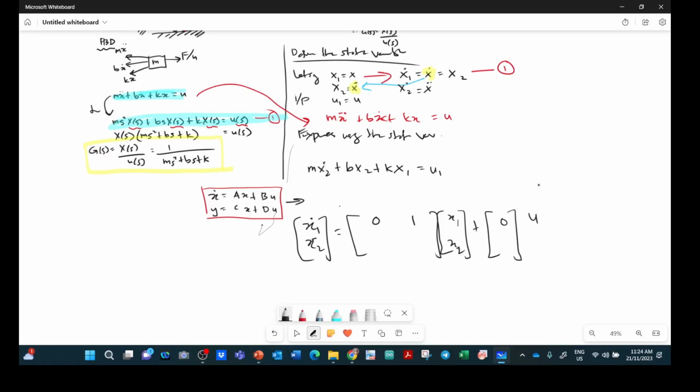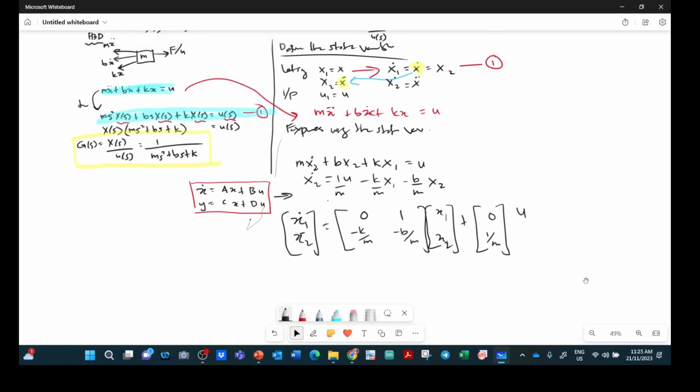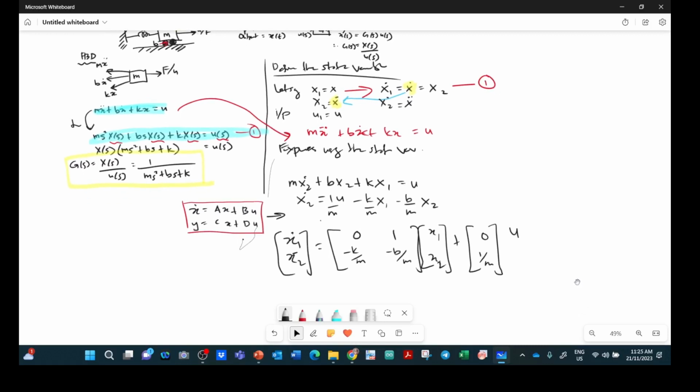x2 dot is this equation, right? So we haven't finished doing it yet. x2 dot is equivalent to u1 over m, u from just now, minus k over m x1 minus b over m x2. So you have x2 dot equivalent to: x1 is minus k over m, x2 is minus b over m, and u is 1 over m. Okay, this is the input.